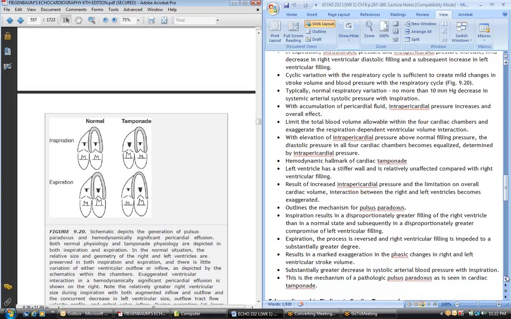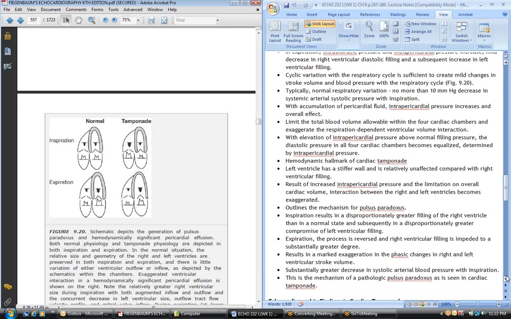Pulsus paradoxus is where your pulses vary. Inspiration results in a disproportionately greater filling of the right ventricle and a disproportionately greater compromise of the left ventricle. Again, inspiration. Expiration, the process is reversed and right ventricular filling is impeded. Left ventricular filling is augmented. It results in a marked exaggeration in the phasic changes in the right and left ventricular stroke volume.